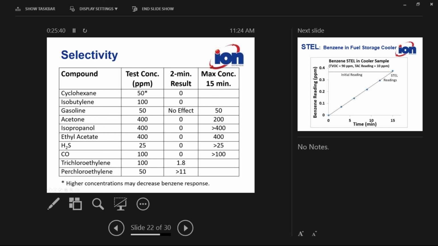There is some response by trichloroethylene, perchloroethylene, and chlorobenzene. These compounds might be present in a soil that's being remediated. So if you have a soil or groundwater contamination with the chlorinated solvents, it might not give you an accurate reading of just the benzene, because there's a slight cross-sensitivity to these chlorinated solvents.